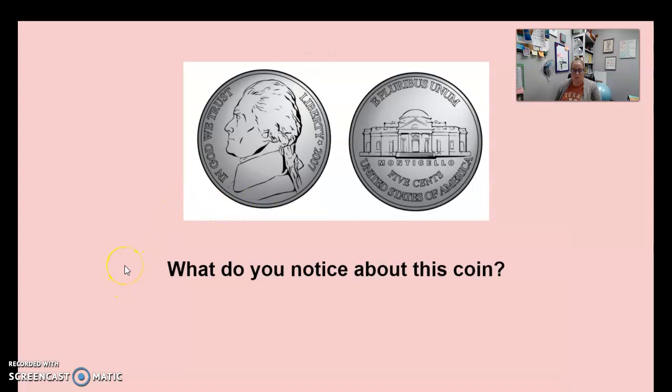So I want you to just look at it a little bit more and see if there's anything that I forgot. Is there anything that you notice about this nickel that I forgot?